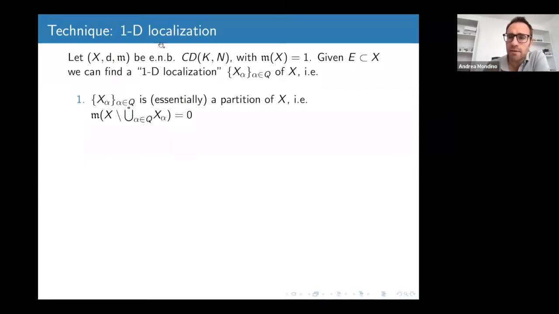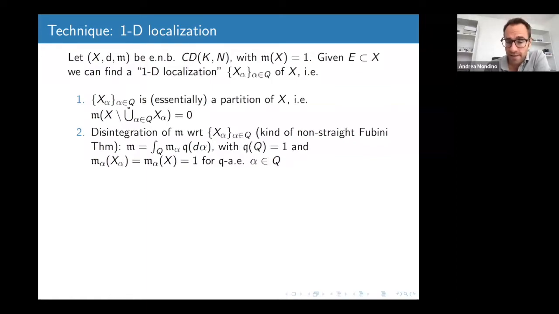Now you fix a set E inside X and I want to find a localization with respect to the set E. So what is a localization? A localization is a partition of the space X into subsets X alpha. So alpha is the index of the partition and Q is the set where the indices are taking values. It has nothing to do with rational numbers, Q is just a bad name. We ask that this X alpha is an essential partition of X, meaning that they are all disjoint and they cover X up to a set of measure zero.